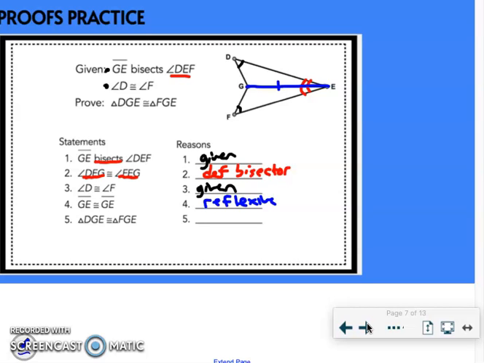And then step 5 is why are they congruent? So look at just one triangle and see what you have. Okay. So on this triangle, I have 2 pairs of angles, angle, angle, and then a side. The side is not connecting the 2 angles, so this is angle, angle, side instead of ASA, angle, side, angle.